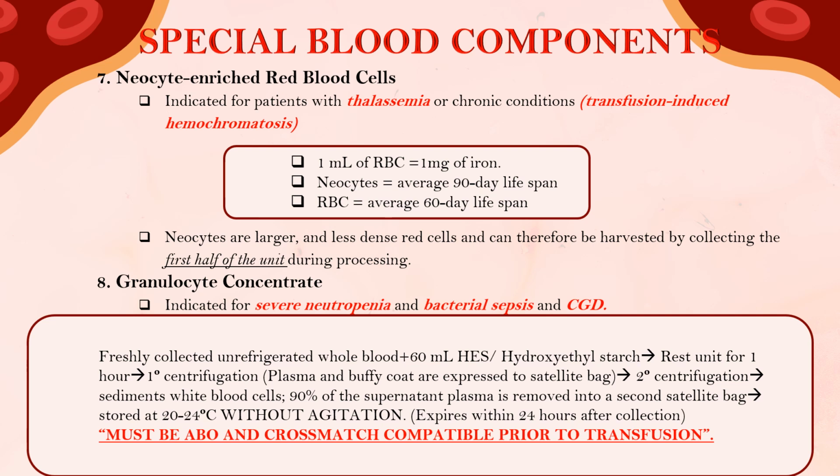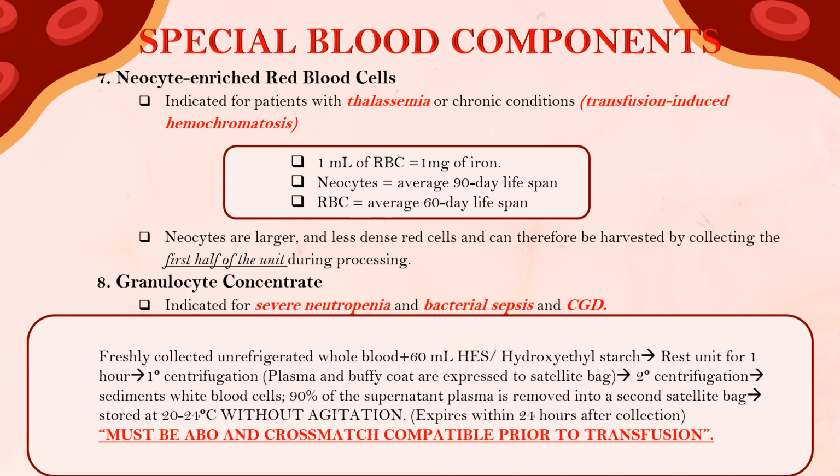Each ml of RBC contains about 1 milligram of iron, which theoretically can be deposited in tissues and can cause hemosiderosis. If neocytes with an average 90-day lifespan are transfused instead of conventional RBCs with an average of 60-day lifespan, the RBC transfusion requirements and the chance of inducing hemosiderosis may be reduced.